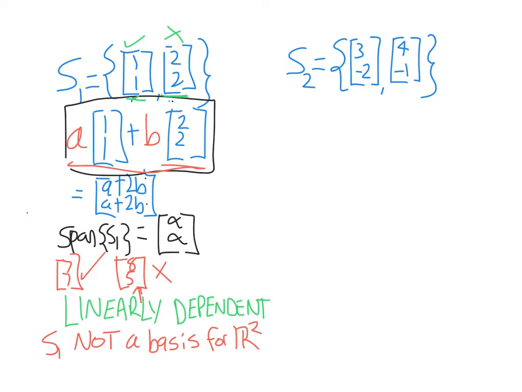So what that means is I can't write every vector in R2 as a linear combination of the vectors in S1. In other words, not every vector in R2 can be written as a linear combination of the two vectors in S1. So this concept is very important when we look at linear transformations.